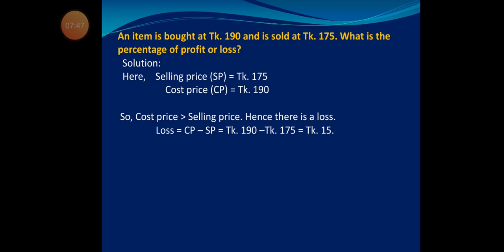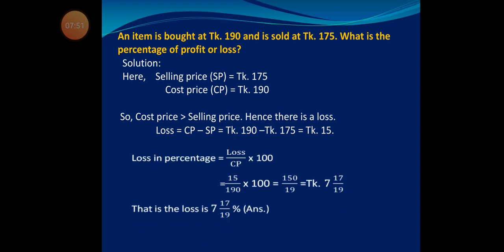Okay, now we need to determine this in percentage. So it goes as follows. Loss in percentage is loss over the cost price times 100. Here the loss is 15 taka and the cost price is taka 190, times 100. It is 150 divided by 19%.